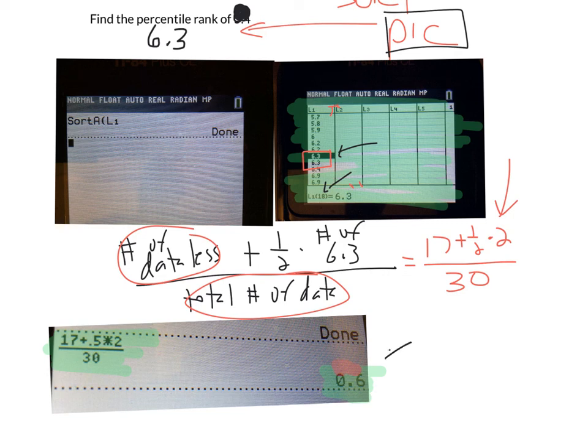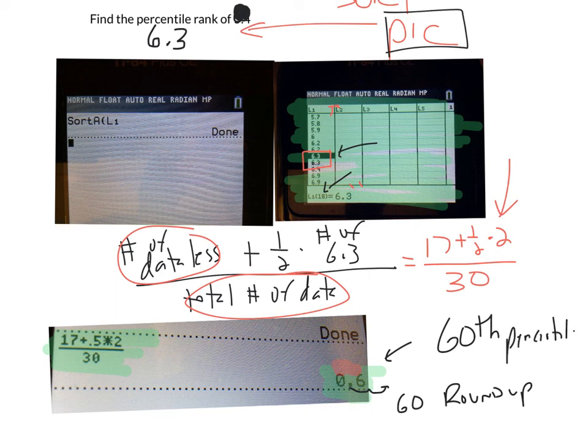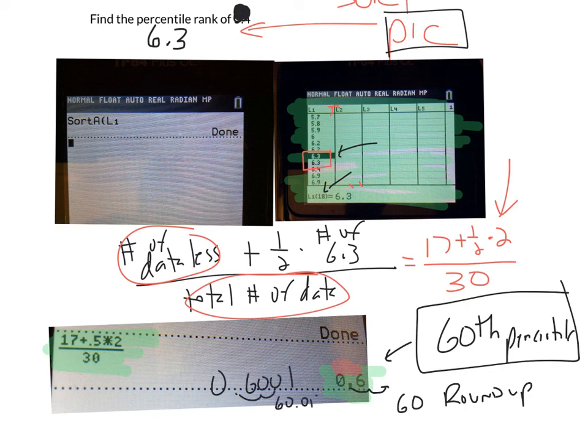So here you get 0.6. We round that to the percent, which would be 60%. The rules say to always round up, but here it's exactly 60%, so that means you're exactly at the 60th percentile. So the data value of 6.3 is at the 60th percentile. If this would have been 0.6001, that would have been 60.01%. That would have jumped up to the 61st percentile. But here, since it's exactly 0.6, your answer is going to be the 60th percentile.